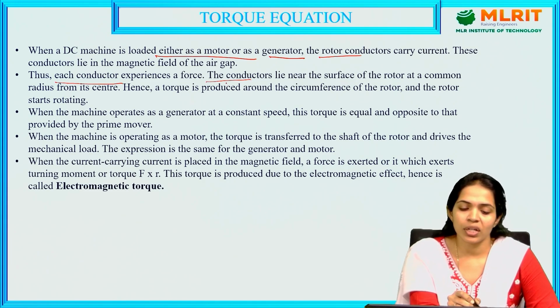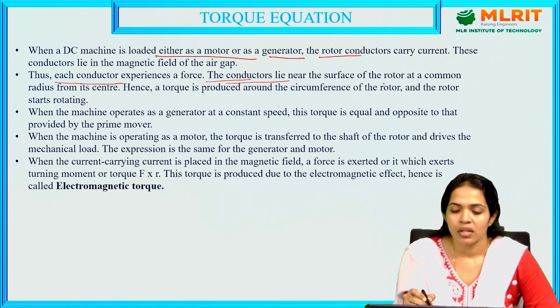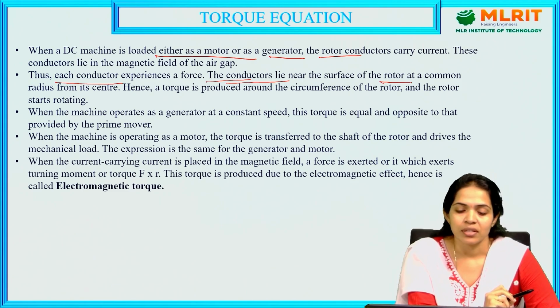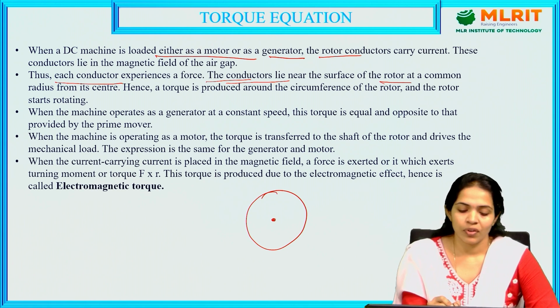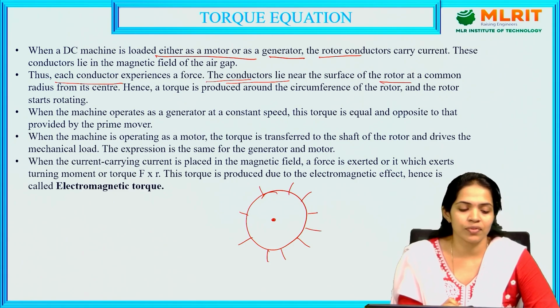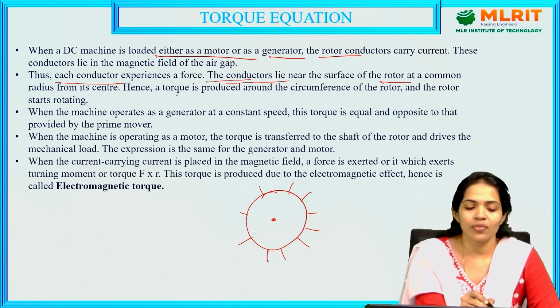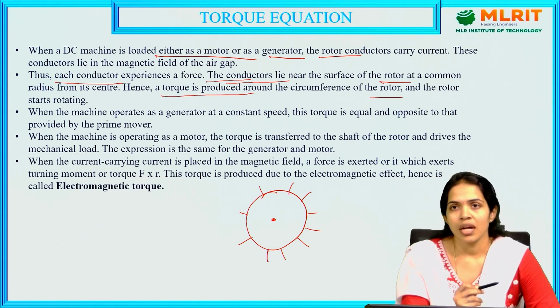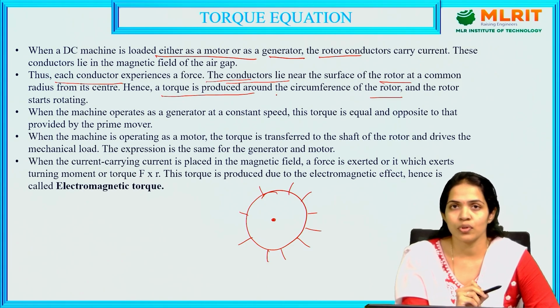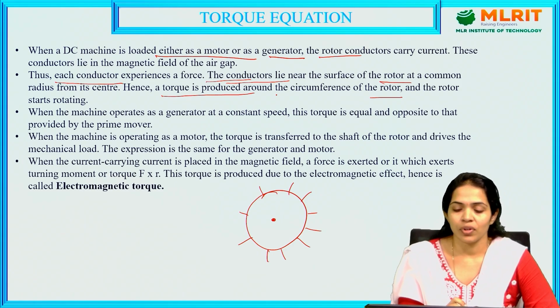We know that the conductors lie on the surface of the rotor at a common radius from the center. So if we consider this as our rotor drum, the conductors are going to lie on the circumference of the rotor. Consider these as the conductors lying on the circumference of the rotor. Hence a torque will be produced around the circumference of the rotor, and then the rotor starts rotating. This is how the rotor in the motor starts rotating according to Lorentz force law and Fleming's left hand rule. We know that the direction of force exerted on the conductors is given by Fleming's left hand rule.